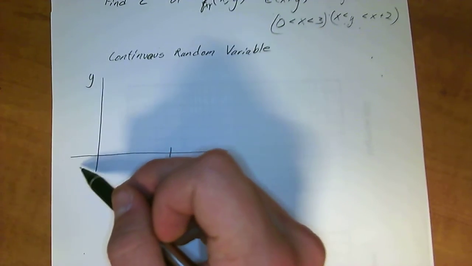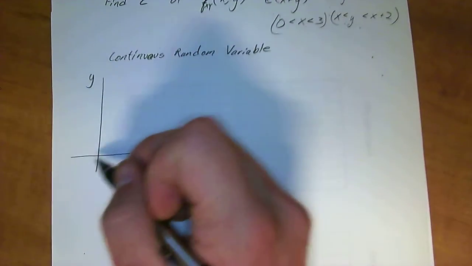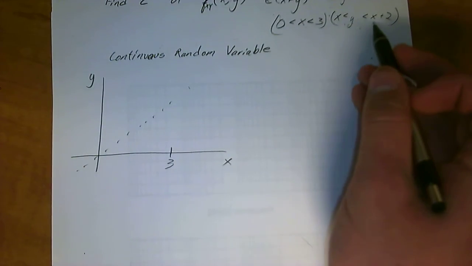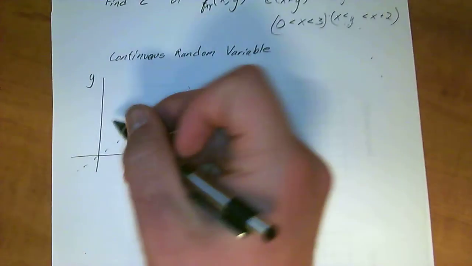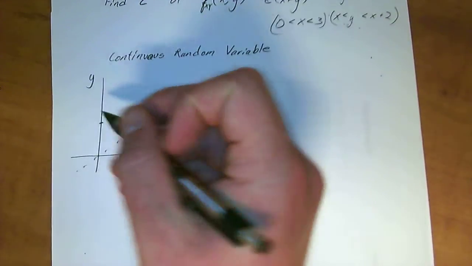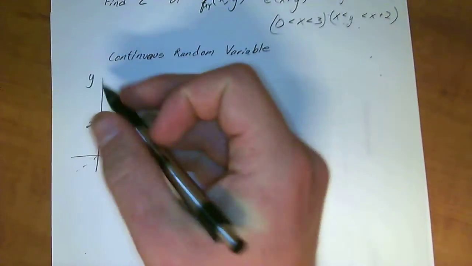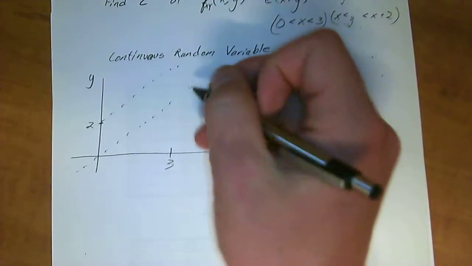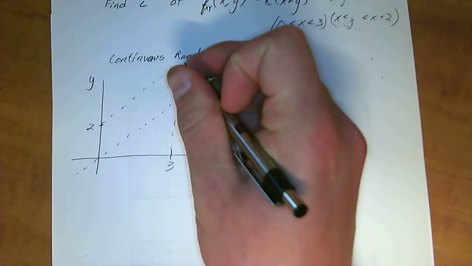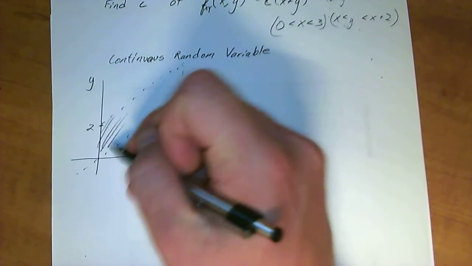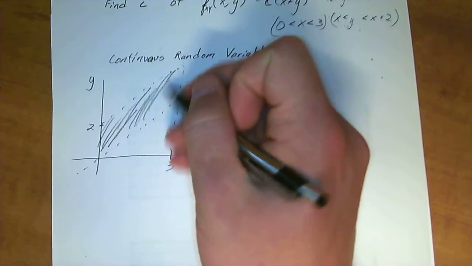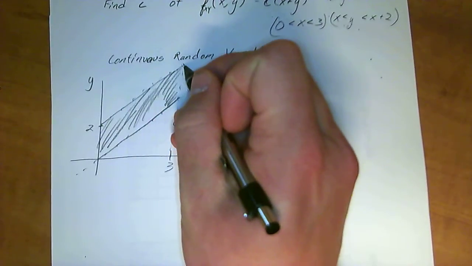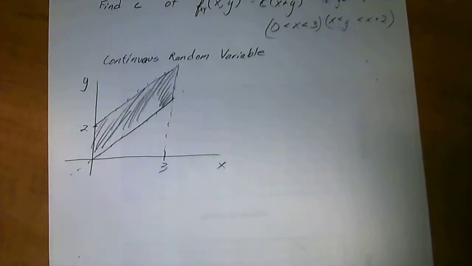So if you've got y equal to x, well, that equation is just a straight line. And then if you've got y equal to x plus 2, well, that's just a straight line plus 2. So it's going to cross right here at 2 and continue on upward at 45 degrees. And then x equals 3 is going to cut off right here. So then the area where this joint density function is going to be valid is right in here. And that's where your joint density function is going to be valid.